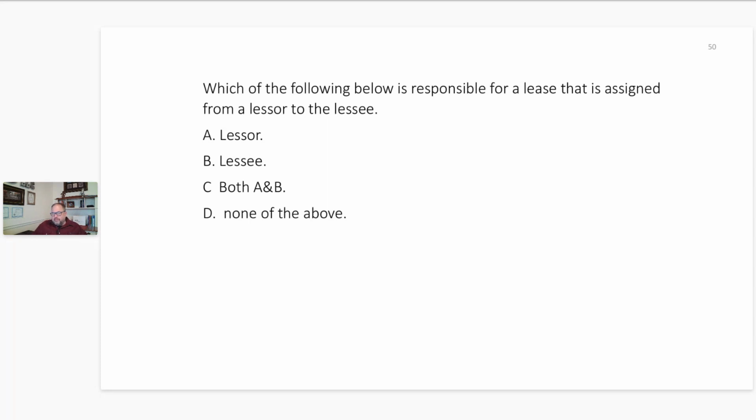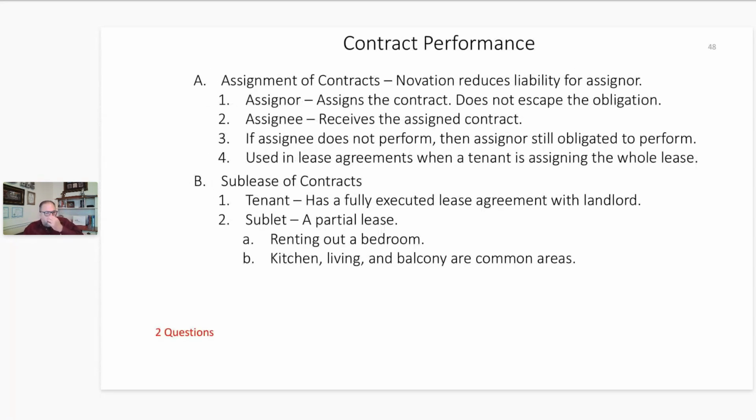Which of the following below is responsible for a lease that is assigned from the lessor to the lessee? Okay. Remember, let's go back and review real quick. Remember what we said about an assignment. I assign my lease to you. Who's responsible for that lease? You are as the primary, but I am also responsible for the lease because you assumed my lease.